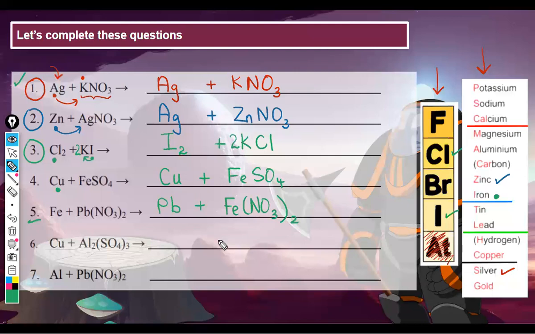Number 6. I don't think copper can replace aluminum, right? Because copper is one of the lowest. You see, copper, silver, and gold, those are like the 3 lowest, right? So nothing is going to happen here.